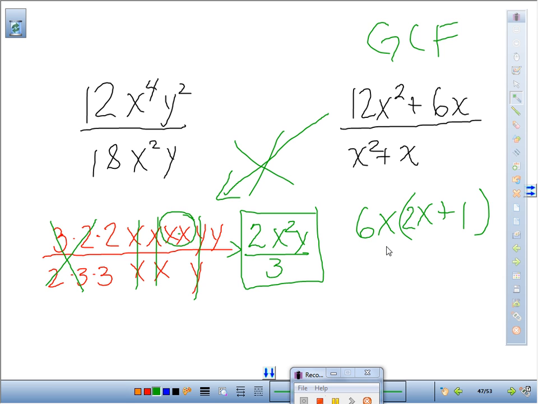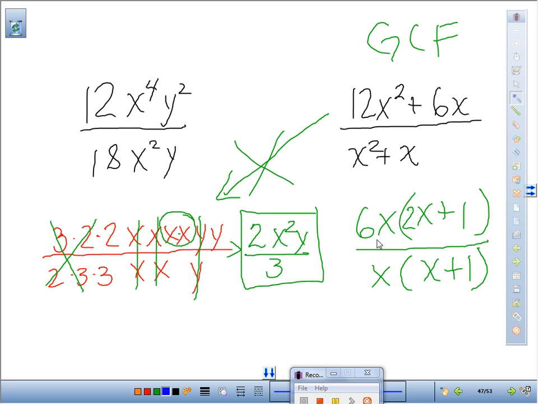Is that correct? Let's see. 12 divided by 6 is 2. X squared divided by x is 1x. 6x divided by 6x is 1 over. What's GCF for this one? X, and we're left with x plus 1.